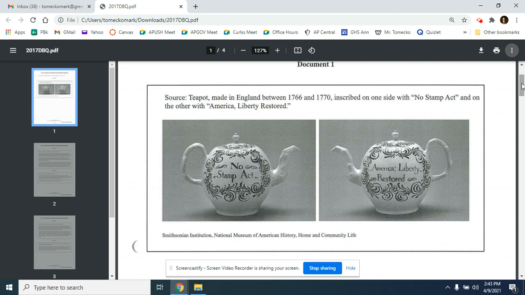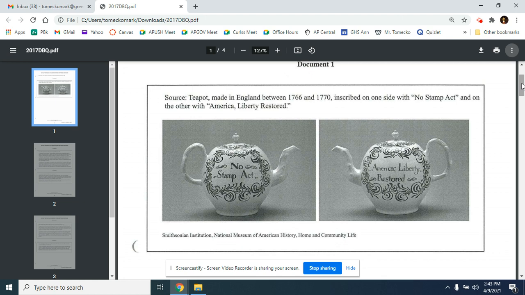It also says that this teapot was made in England. So wait a second, someone in England is protesting the Stamp Act and talking about America's liberty being restored? Whoa, that could add a complex understanding or maybe some contextualization to our essay. All right, we're getting into very complex stuff, but history is complex. But the document clearly gives you some ideas, some evidence, all right? How are we going to use that? How does that fit into our working thesis about those ideas?